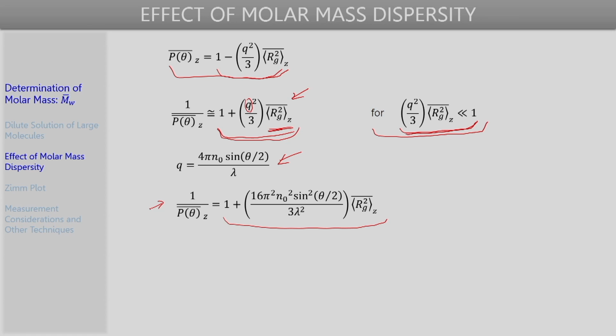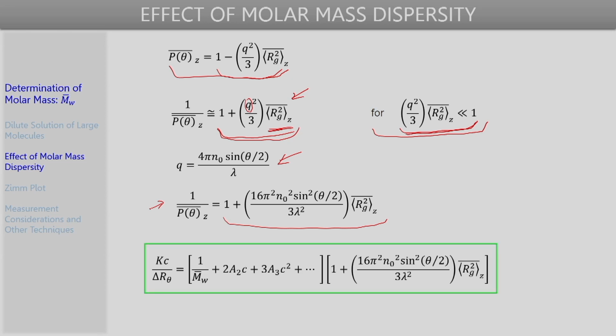and doing that will lead us to an expression which accounts for the molar mass dispersity in the static light scattering equation. So, if we do that, the static light scattering equation that we end up with is Kc over delta R theta is equal to the product of these two terms, where the first term basically contains the weight average molar mass as well as the concentration. This second term contains the Z average mean square radius of gyration.